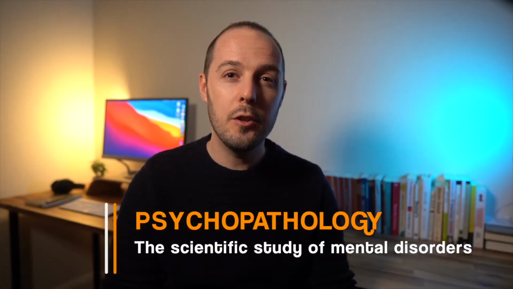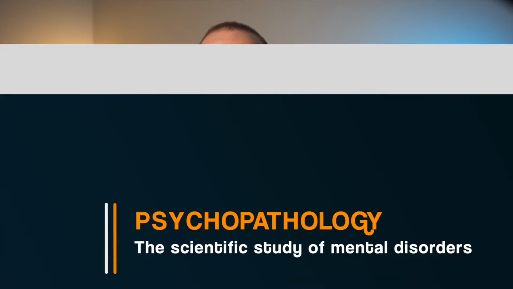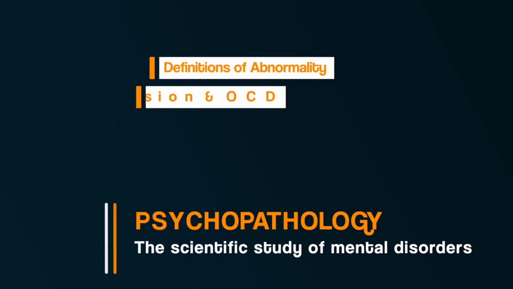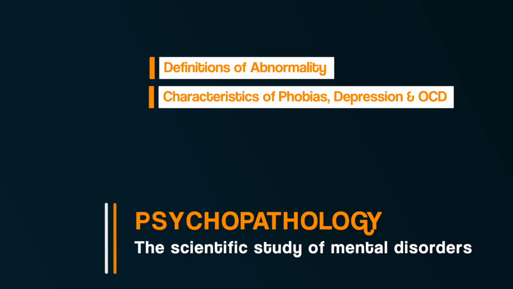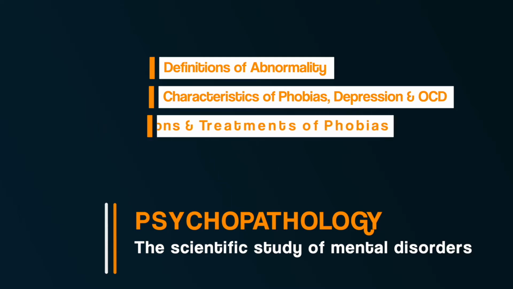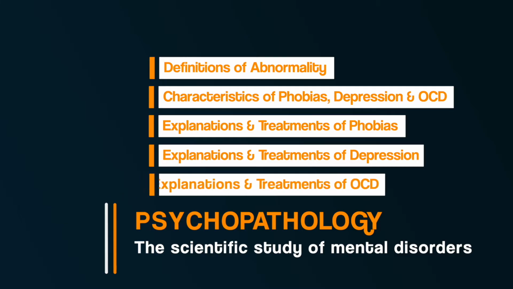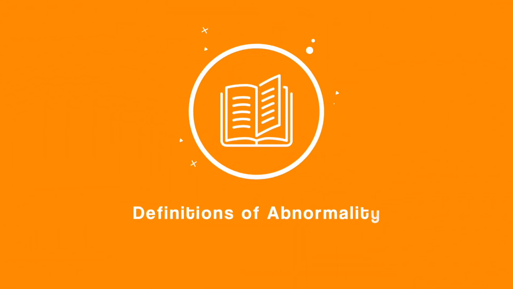This video is the start of a series exploring the topic of psychopathology. Psychopathology is the study of psychological disorders. In this topic, we're going to explore definitions of abnormality, where we learn about how abnormality may be diagnosed, characteristics of phobias, depression and OCD. We'll look at the signs and symptoms of these conditions. Then we'll look at explanations and treatments of phobias, explanations and treatments of depression, and explanations and treatments of OCD. In this video, we're going to explore the first section, definitions of abnormality.